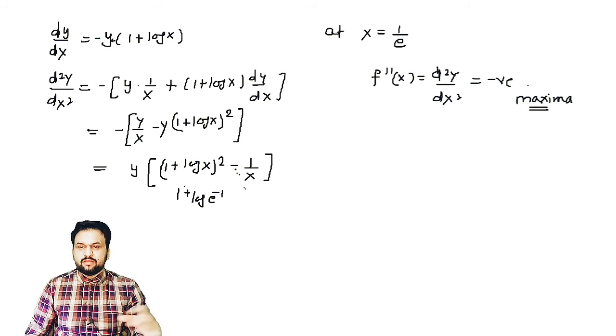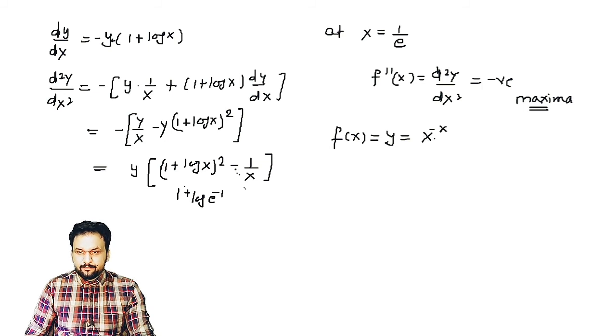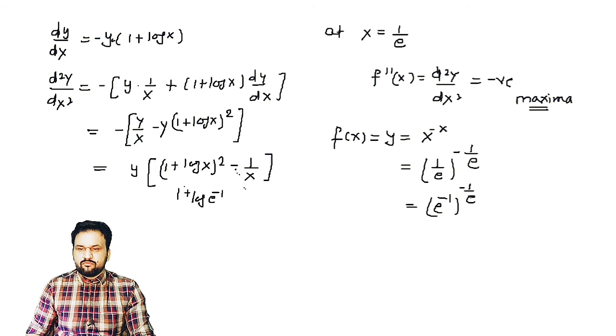So the options for minima have been cancelled now. Now it's time to find the maximum value. The function was f of x, that is y, equal to x raised to power minus of x. I'm going to replace x is equal to 1 by e. So it becomes 1 by e raised to power minus of 1 by e. Here you can write e raised to power minus 1 is 1 by e, so it becomes minus of 1 by e. Minus minus is positive, and it becomes e raised to power 1 by e. That is the result of y.